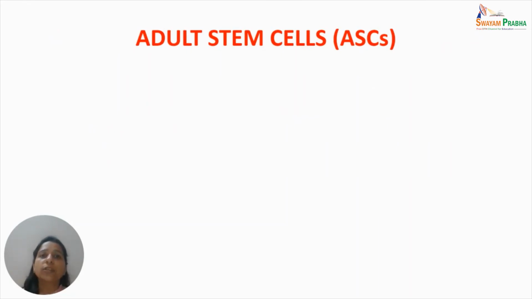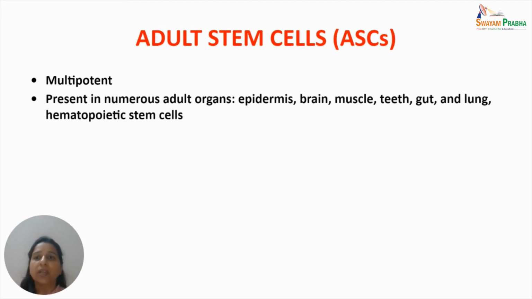So, an alternative to using embryonic stem cells can be that adult stem cells can be used, and second is that induced pluripotent stem cells can be used. So now let us discuss these two. The adult stem cells are in fact multipotent in nature. They are present in numerous adult organs, for example, some cells of the epidermis, some in the brain, in muscle, in teeth, in gut, in lung, or the hematopoietic stem cells are multipotent in nature.